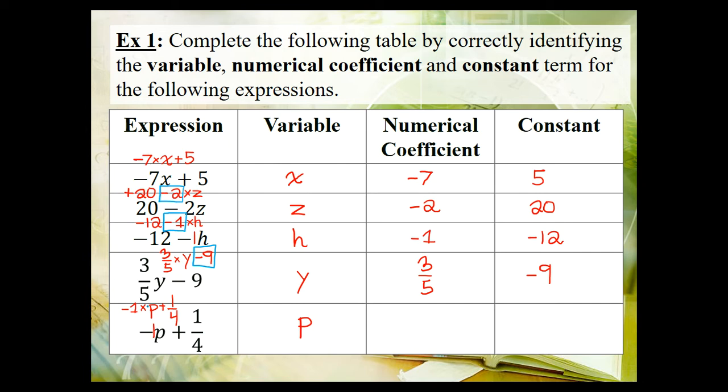And then what is the numerical coefficient? It's the number attached to the variable through multiplication. So that's the 1, but also the sign in front of it. So that would be the negative 1 there. Okay, so negative 1. And then what's the constant term? So the constant term is separated by addition or subtraction. So the constant term here would just be a quarter. So it would be 1 over 4.